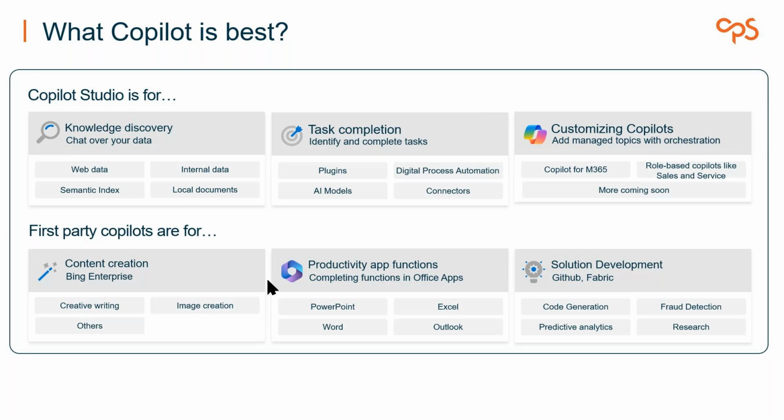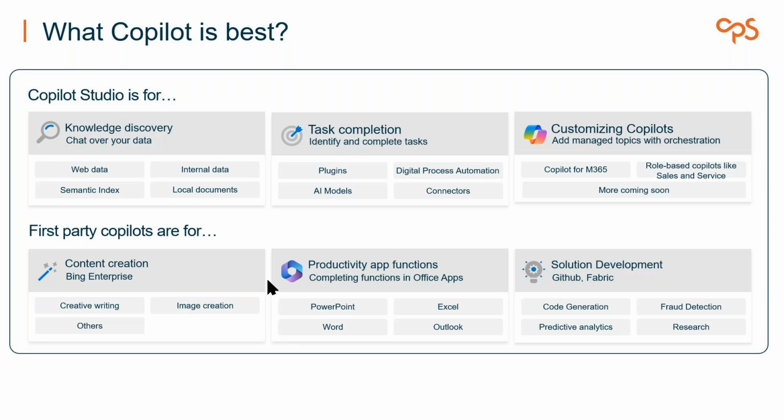Also, if we've got local documents that we need to upload, or we want to do things like semantic indexing and get the feel for the type of content we are querying in. We have task completion, so being able to do things like digital process automation, so being able to support in completing activities.